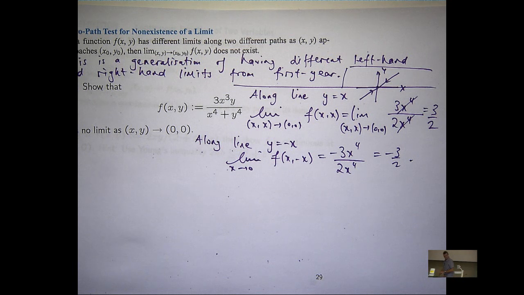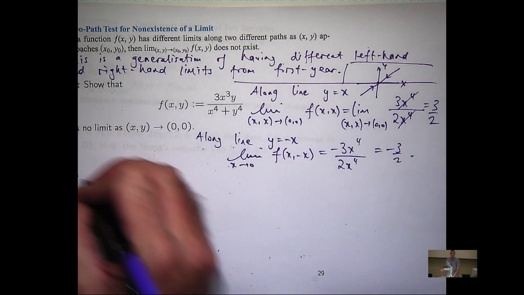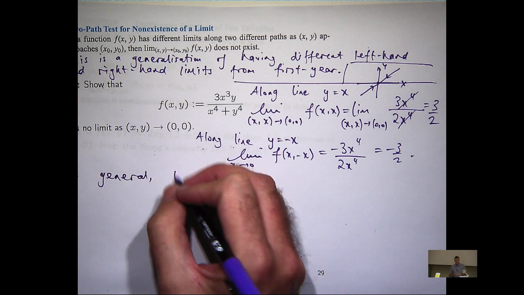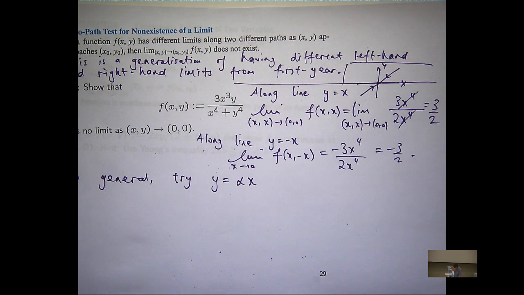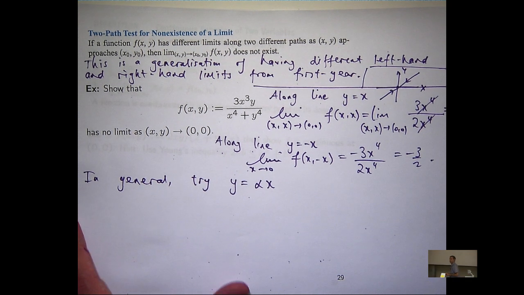Because you might go, come on, Chris, how do I know you chose y equals x and y equals minus x? Well, let me show you a powerful test. In general, just consider the line y equals alpha x. That covers the two previous cases and many more. If you approach 0 along the line y equals alpha x, and you get alphas in your final answer, you know that if you go along different lines, you're going to get different limits.